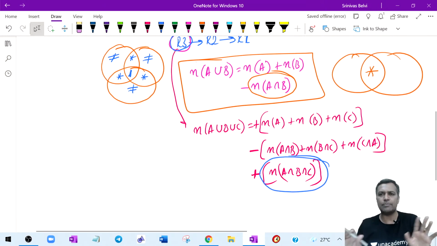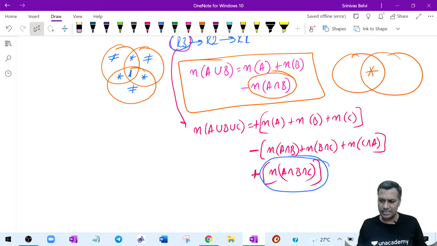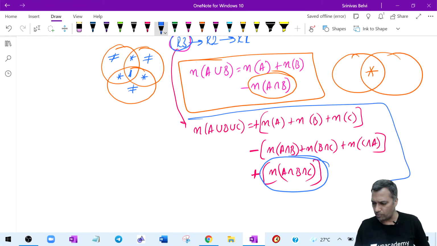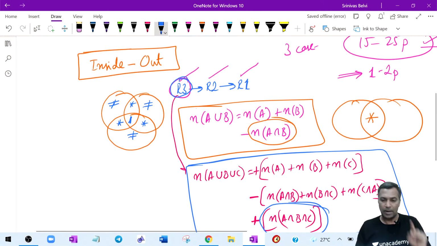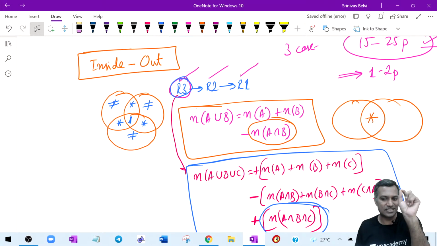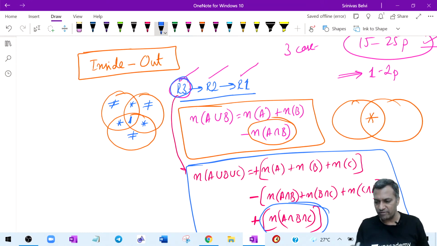Not required. Hey, no, I'm a formula person. I still want to use it. Please go ahead and use it. There is absolutely no problem, because this is what your teachers have said. But the classical way, I can't forget that statement saying that a Venn diagram should be filled inside out. It should be filled inside out.